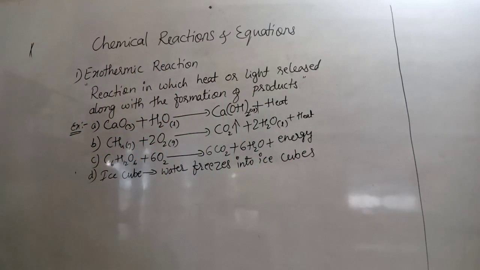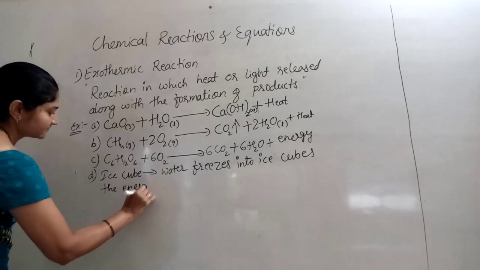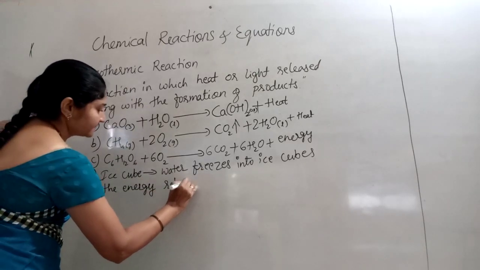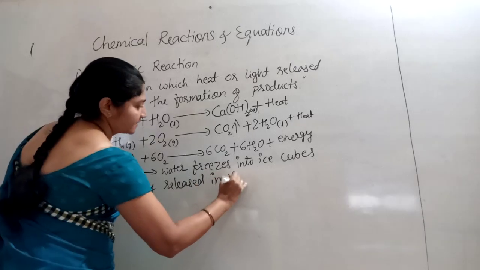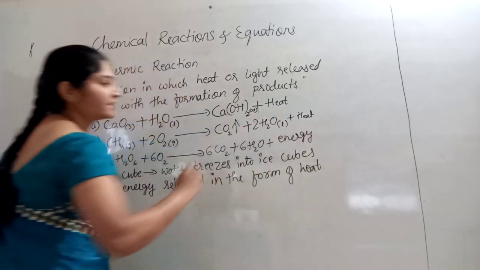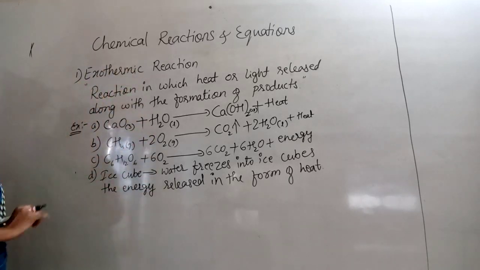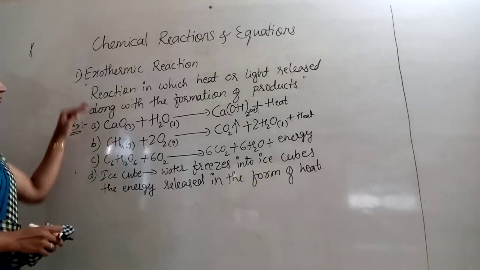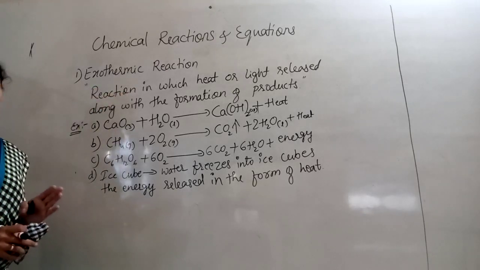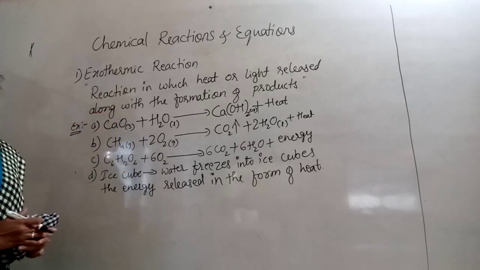Water freezes into ice cubes, and the energy is released in the form of heat. Therefore, the formation of ice cubes is also an example of an exothermic reaction. So hope you come to know what an exothermic reaction is: a reaction in which heat or light is released along with the formation of products.